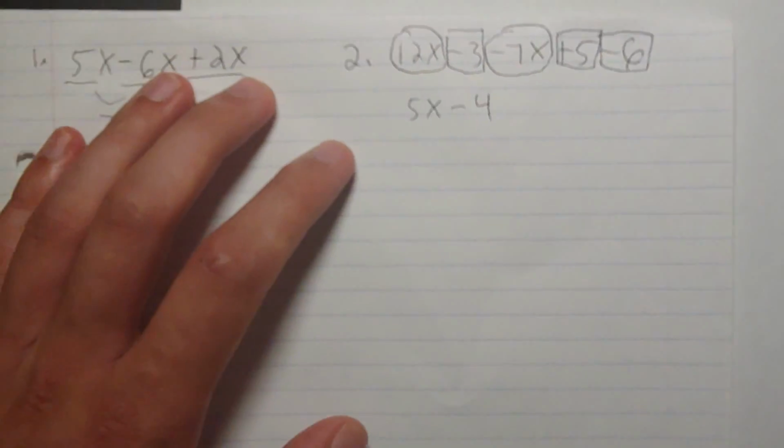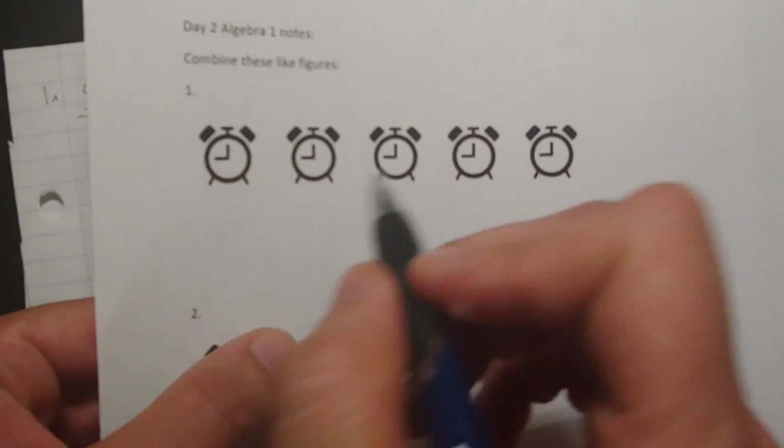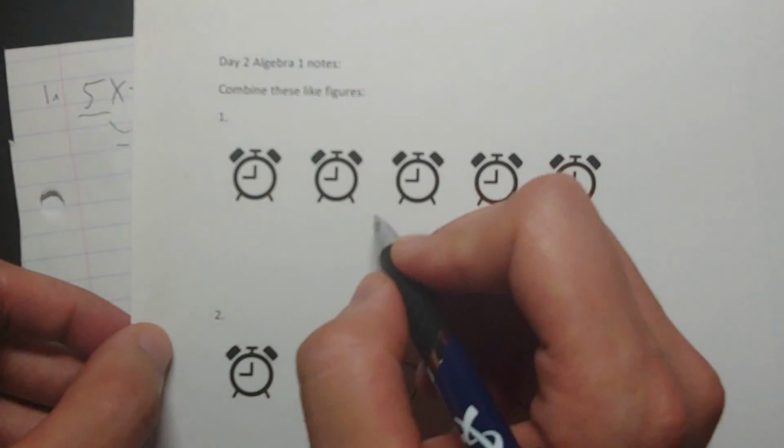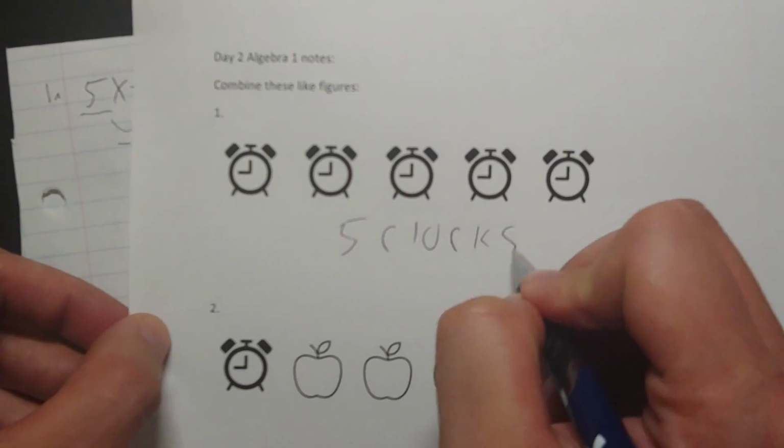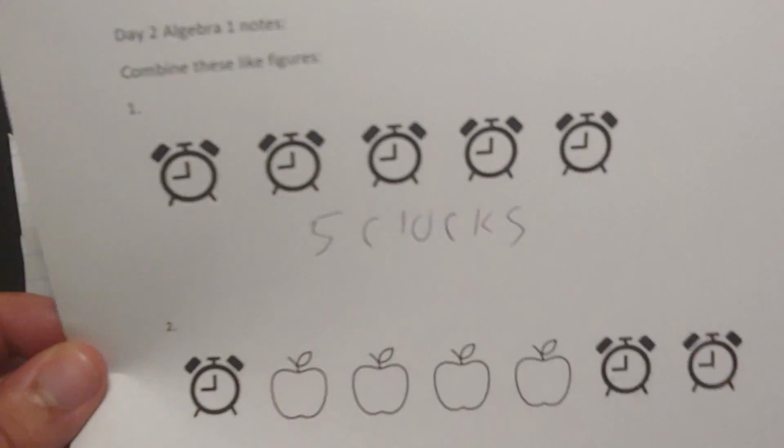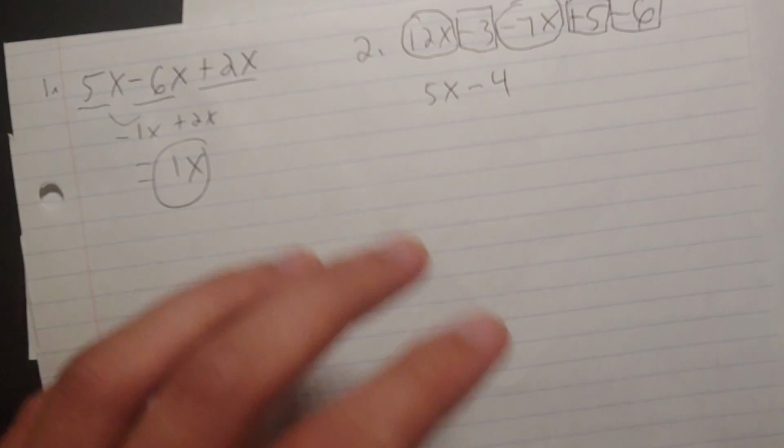I don't need to see the circles and the boxes on these. These ones you can just write, you know, you can just, like I said, write 5 clocks. And that's a perfectly fine answer for the front side only. The first sheet.